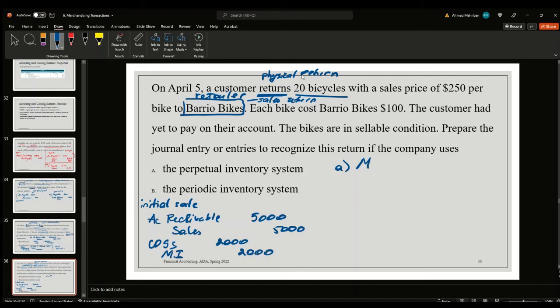Now we're going to the entries of the returns. So merchandise inventory increases again through 2,000. We have to recognize the change. And cost of goods sold also goes down 2,000, because no sale happens for those 20 bicycles when they come back. At the same time, our accounts receivable is now 5,000 less, because we are owed less.